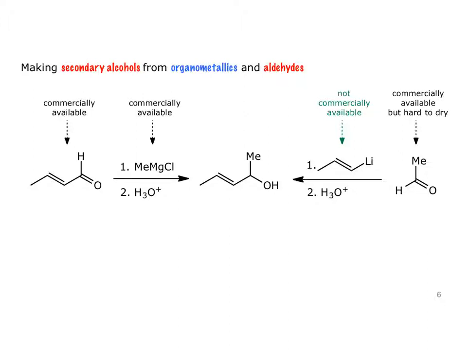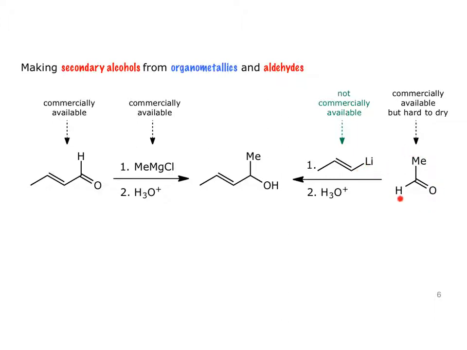It turns out if you do a little bit of research, you discover that this unsaturated aldehyde here on the left is commercially available, not terribly expensive. You can actually buy pre-made methyl magnesium chloride. On the right-hand side, it turns out this organometallic is not available either as an organolithium or as a Grignard reagent. So you would have to make it from the corresponding alkyl halide, and you'd have to look for that.